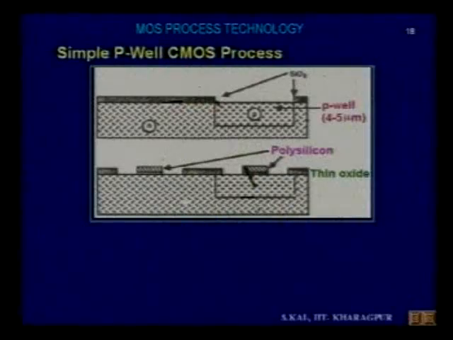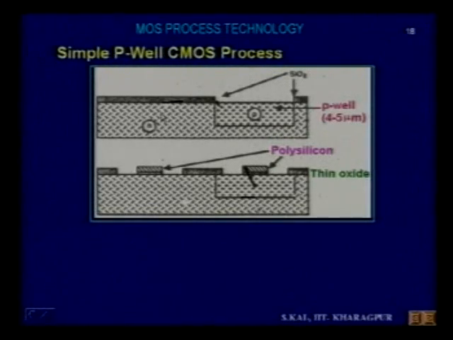Now a simple POL CMOS process is described here. This is the N substrate. On this N substrate, you can easily fabricate which type of MOS? The N substrate will give you PMOS. Easily you can fabricate PMOS here.